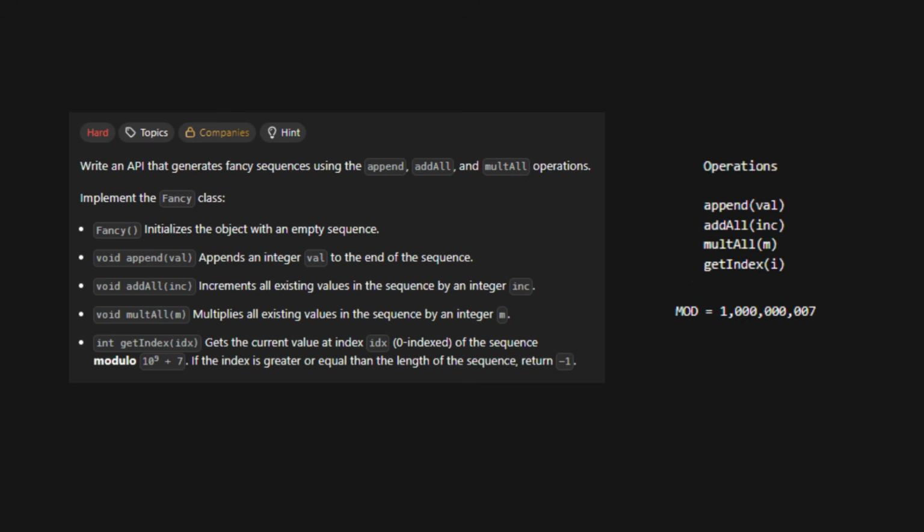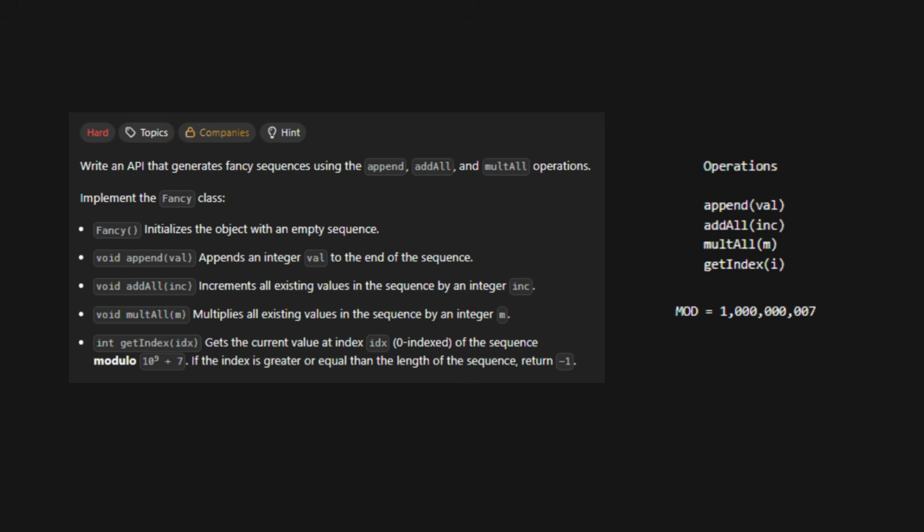Now moving to the actual problem, we need to design a sequence that supports 4 operations. First, append with value val, which adds a number to the end of the sequence. Second, addAll with increment inc, which increases every number in the sequence by a given value. Third, multiplyAll by m, which multiplies every number in the sequence by a given value. And fourth, getIndex idx, which returns the number stored at that index. All answers must be returned modulo 1,000,000,007. If the index does not exist, we return -1.